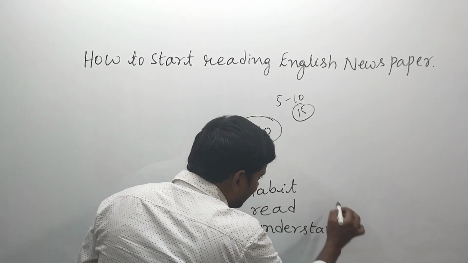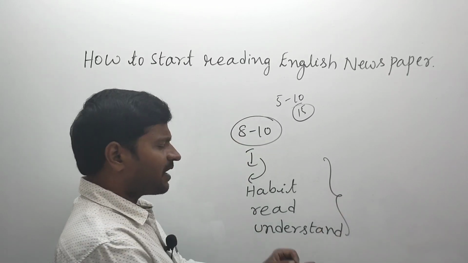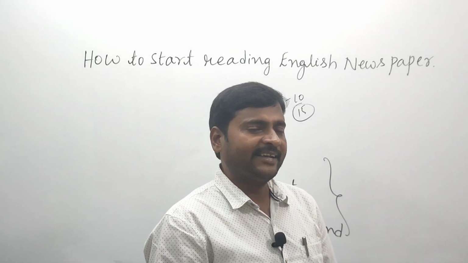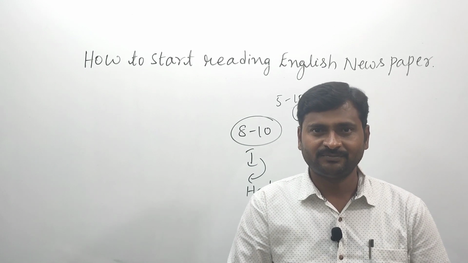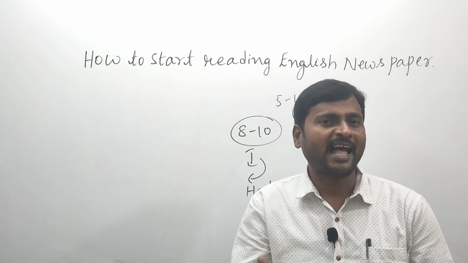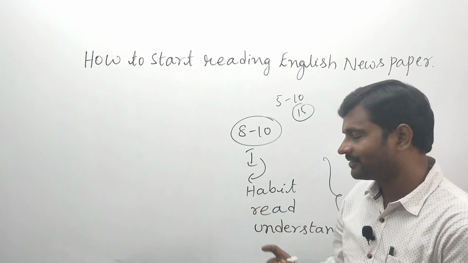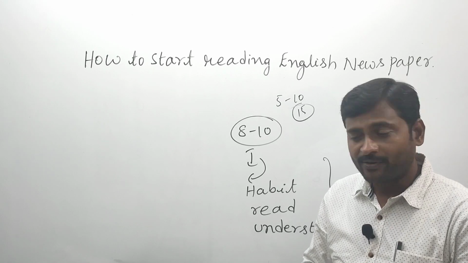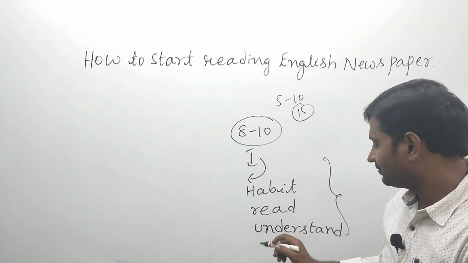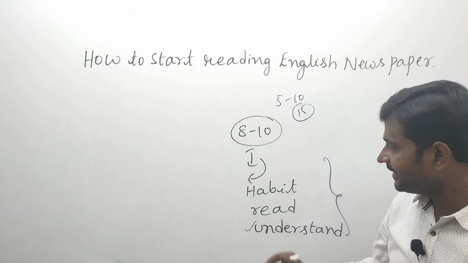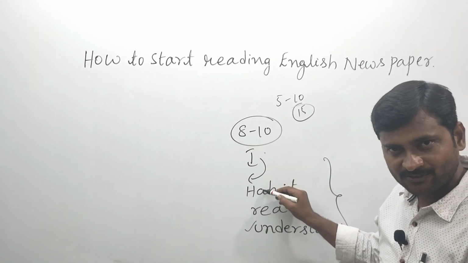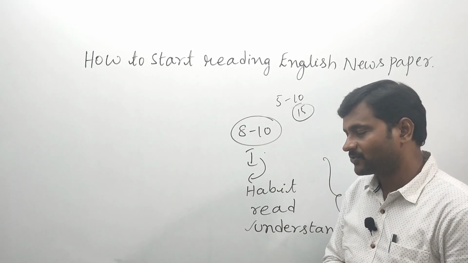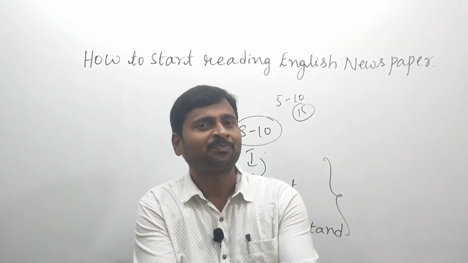At the basic level, these steps are very essential. Initially, you create your interest. That interest becomes a habit. Once you become habituated, you try to read those lines. Once you read that article, you can understand. You see, interest, habit, reading, and understanding. These are the basic qualities if you want to start your reading.